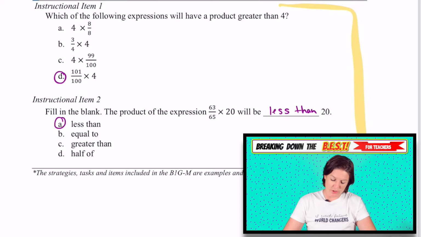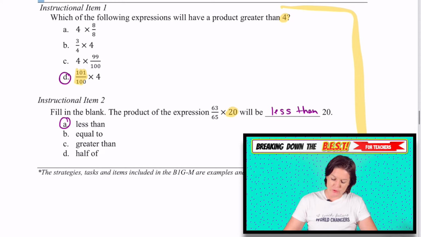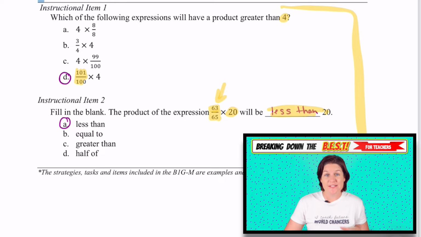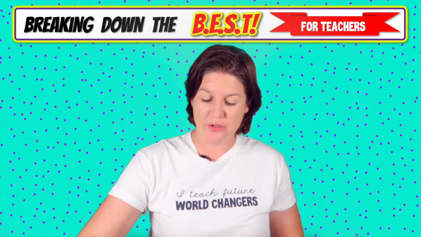It says, which of the following expressions will have a product greater than 4? Well, to make it greater than 4, we need to multiply it by a fraction that is greater than 1. That's why D would work there. And here, if we multiply 20 by 63/65, that will produce a product that is less than 20, because this right here is a fraction less than 1. All right, so this is what the standard looks like in action.